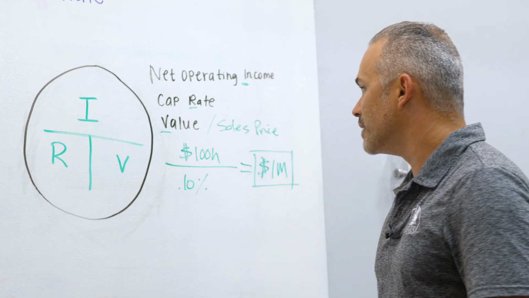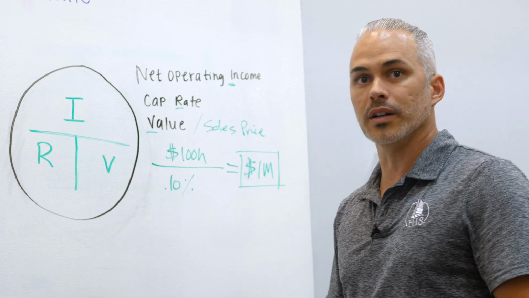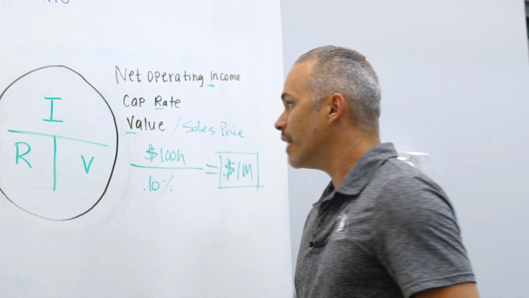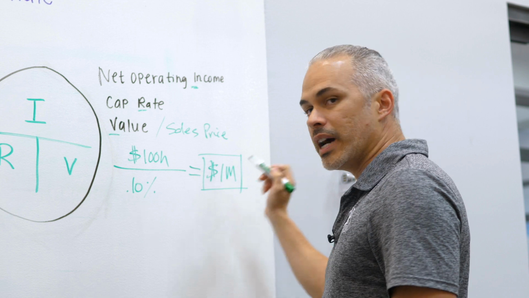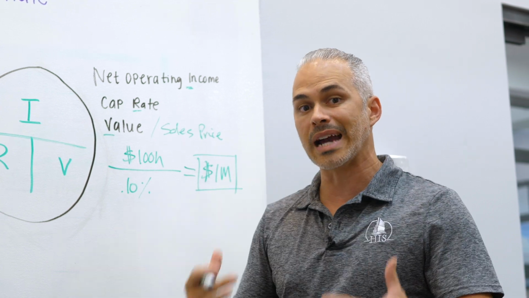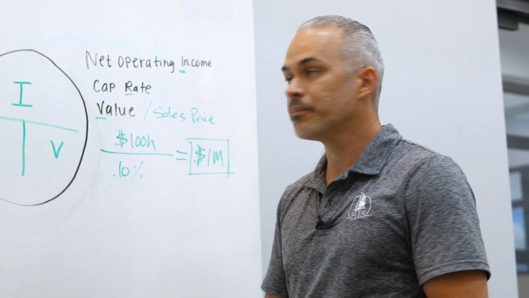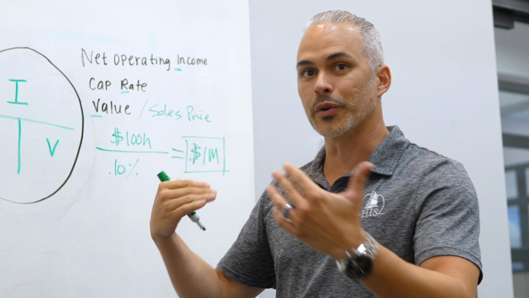What's beautiful though is if I didn't know what the return was, and let's say that scenario existed, I can take the $100,000 divided by the million, and it's going to tell me what the cap rate or return on investment would look like. Now, in another way, you can also invert it differently.